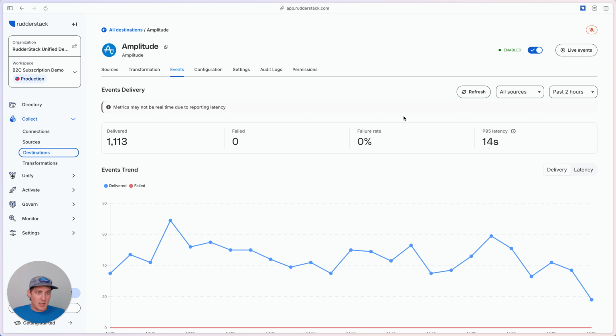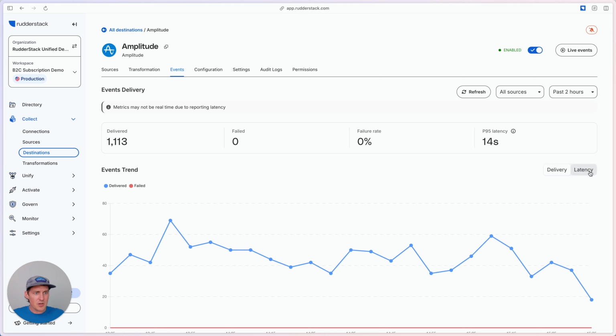First, you'll see a P95 latency metric here on the right-hand side in the Events tab. This is the P95 latency for events delivered within the selected time window. So for this particular metric, in the past 2 hours, 95% of events were delivered within 14 seconds or faster. Keep in mind that's from ingestion at the very beginning of the pipeline to successful delivery to the destination with a 200 response from the API.